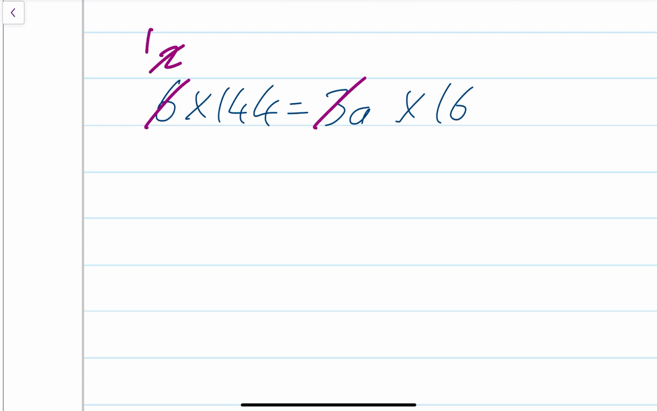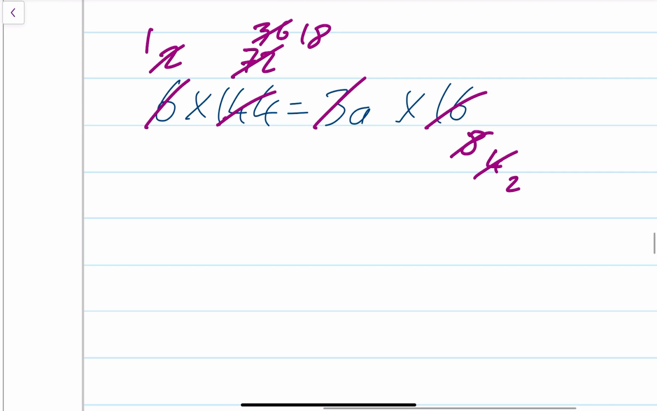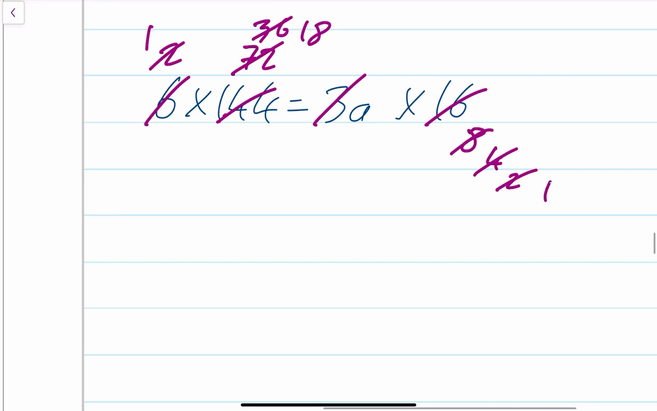I'll divide through this by this 2 again. 2 goes into itself once, 2 goes into that 8 times, and we'll divide that by 2. So that goes down to 4. That goes down to what? That goes down to 72. And then divide by 2 again, that goes down to 36. Divide by 2 again, that goes down to 2. And divide by 2 again, that goes down to 18. Divide by 2 again, that goes down to 1. So you've got a is equal to 18.